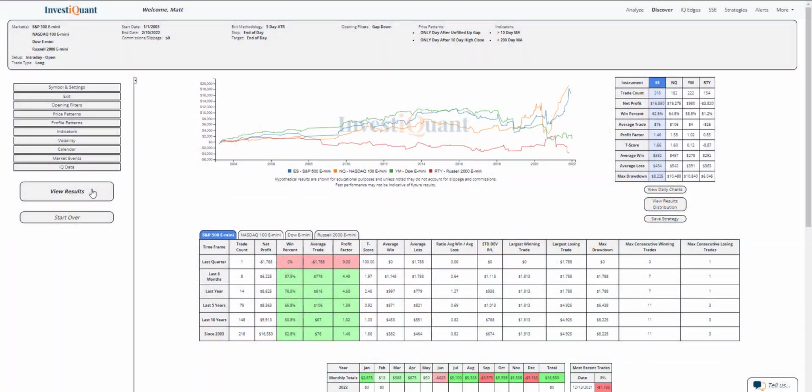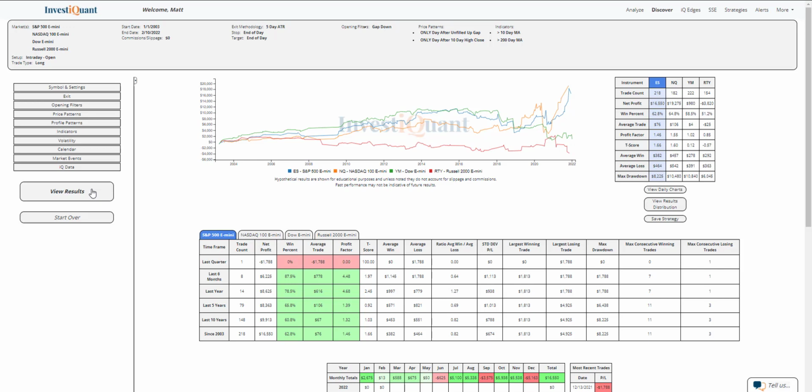These are the results based upon entering the market long at 9:30 a.m. Eastern Time, exiting at 4:15 p.m. Eastern Time, when the prior session is an unfilled up gap that closes at a 10-day high, followed by a gap down. This is all taking place above a 10 and 200-day simple moving average. Historically, we've got 218 samples in the S&P, 182 in the NASDAQ, 222 in the Dow, 154 in the Russell. So nice sample sizes here everywhere.